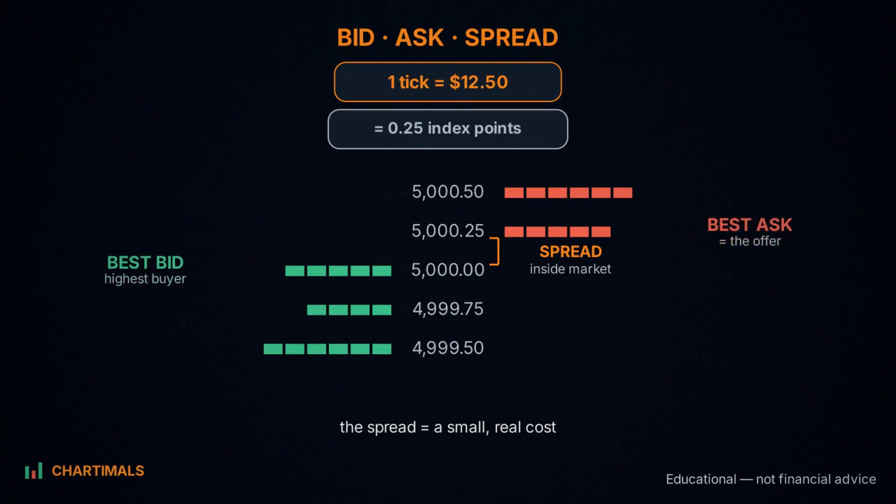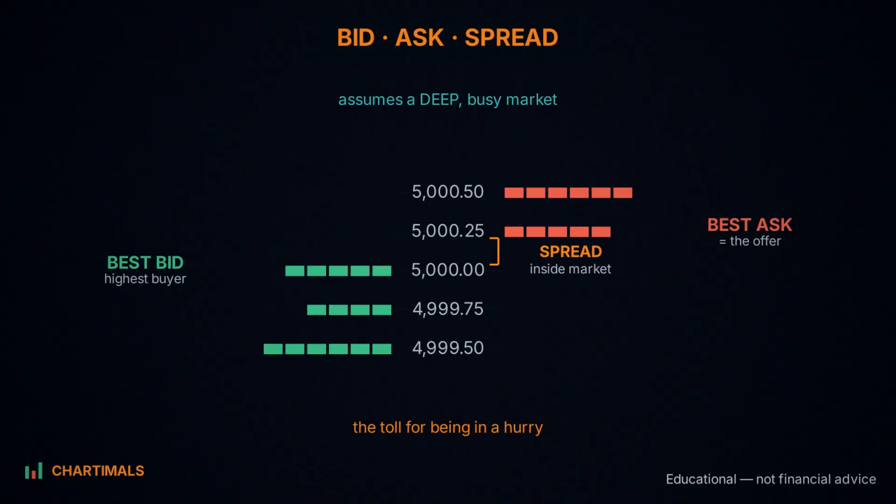One caveat, all of this assumes a deep, busy market like the E-mini. On a thin, quiet one the spread gapes open, and a single order can jump the price. Same rules, rougher ride.